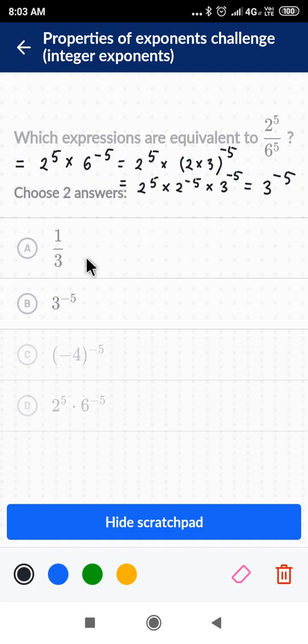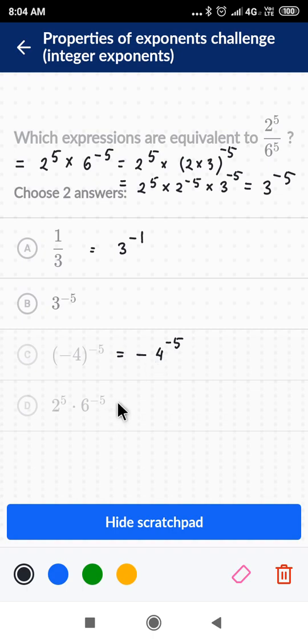Now let's start evaluating this. This is 3 to the power minus 1. We take it up. At the bottom it is 3 to the power plus 1. On top, when it goes to numerator, it will become 3 to the power minus 1. B is already in the standard form, 3 to the power minus 5. C is minus 4 to the power minus 5. So this will be equal to minus 4 to the power minus 5.